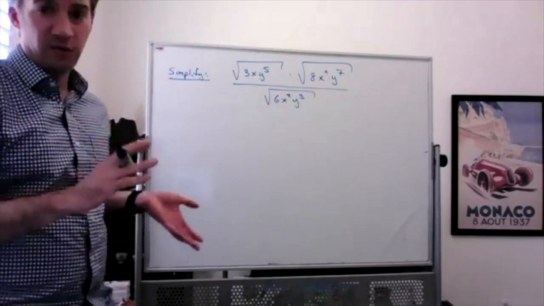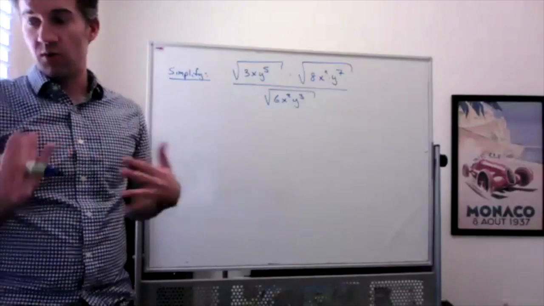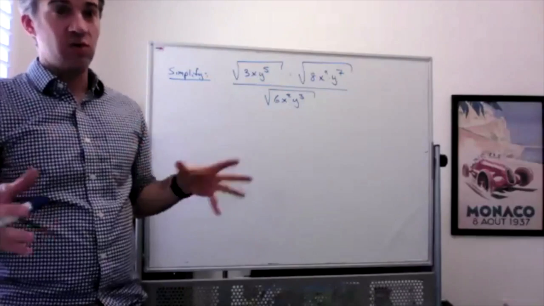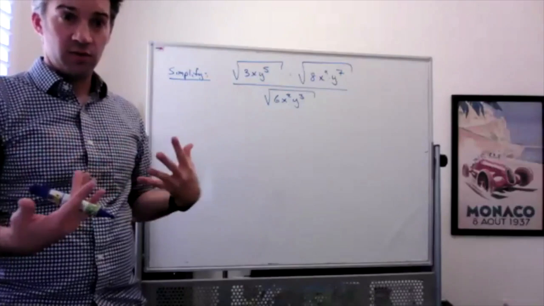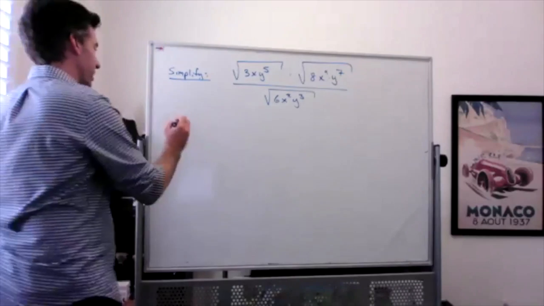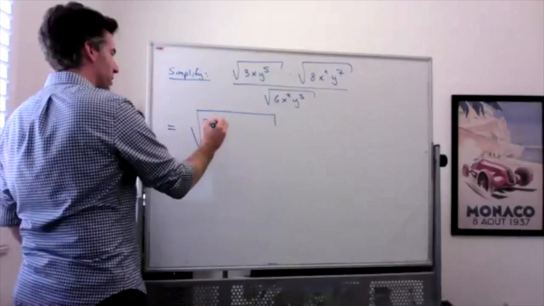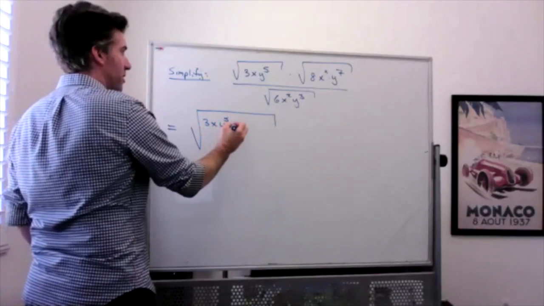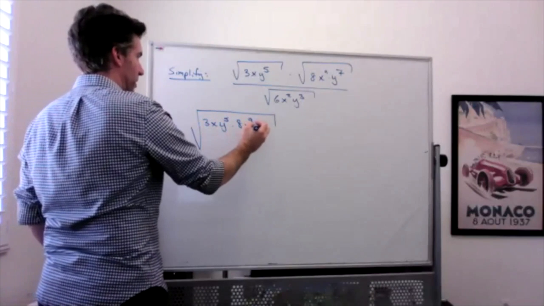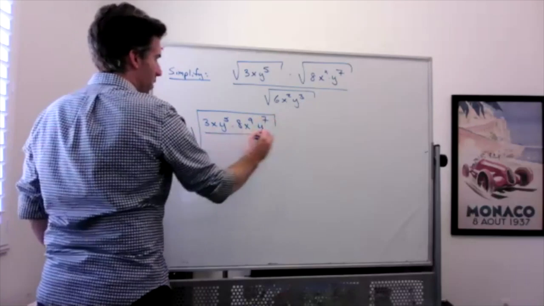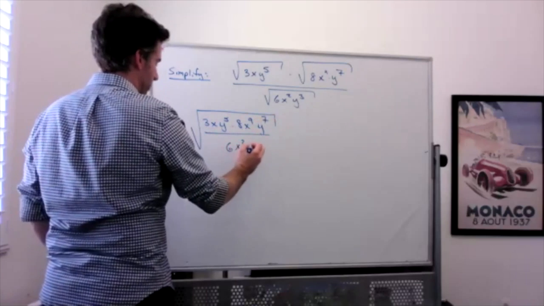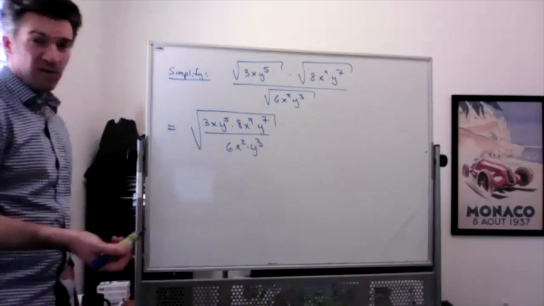And so here's what I would do first. When you have square roots multiplied or divided together, you can combine them all into one square root. So I could rewrite this as the square root of 3 times x times y to the 5th times 8 times x to the 9th times y to the 7th, over 6 times x squared times y cubed. And then we can do some simplifying.